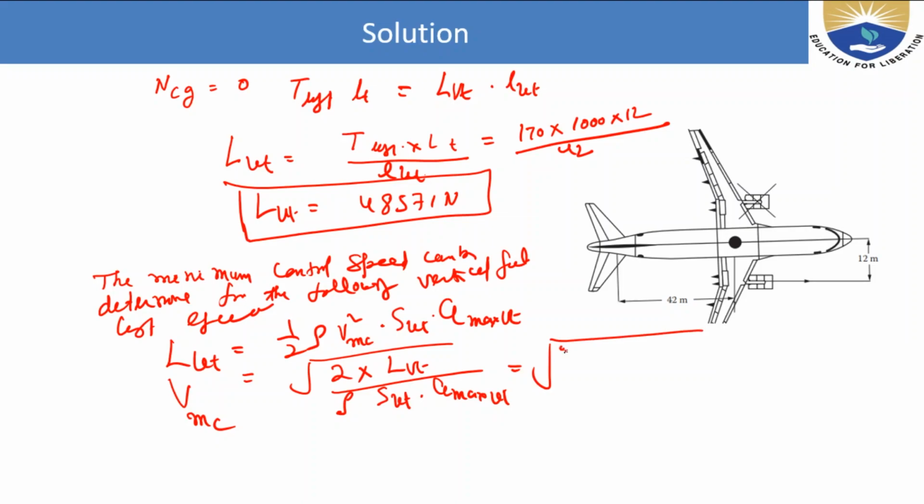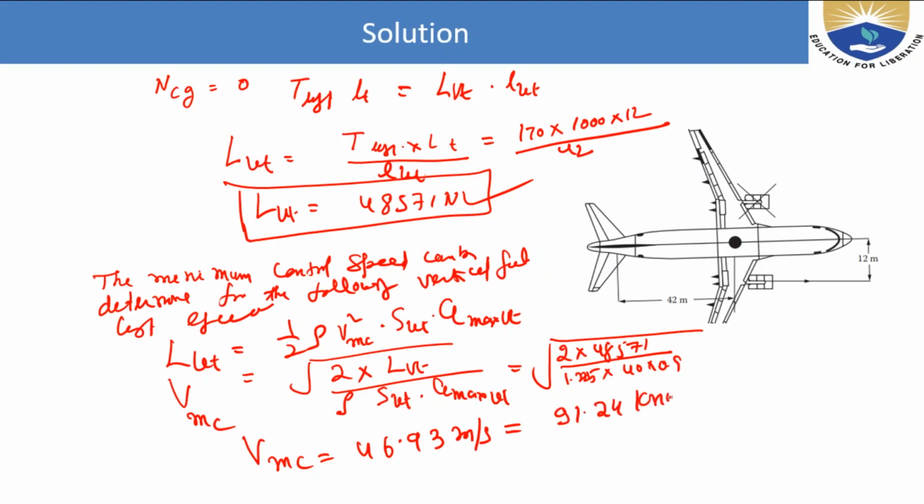So all the values: 2 into 48571, divided by rho which is 1.225, into 40 S, into 0.9. So this V_MC is equal to 46.93 meter per second or 91.24 knot. So this is the answer for this problem.